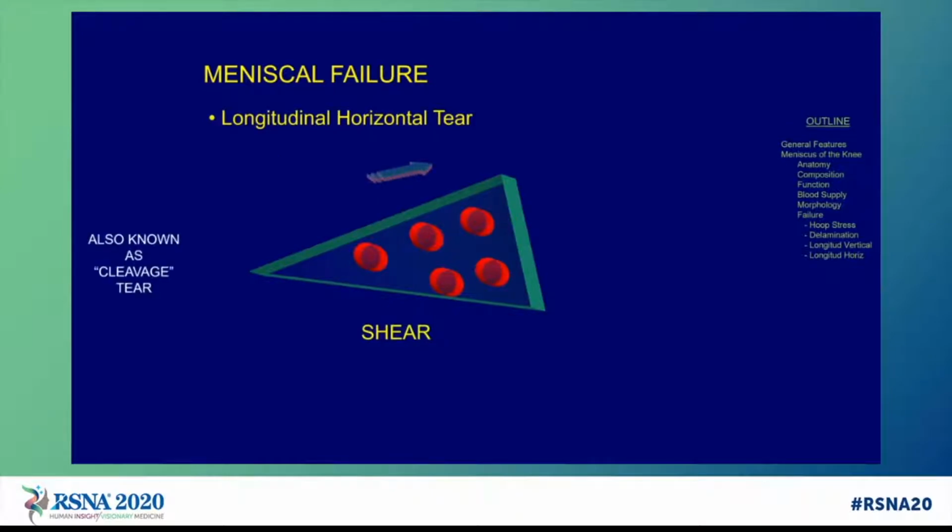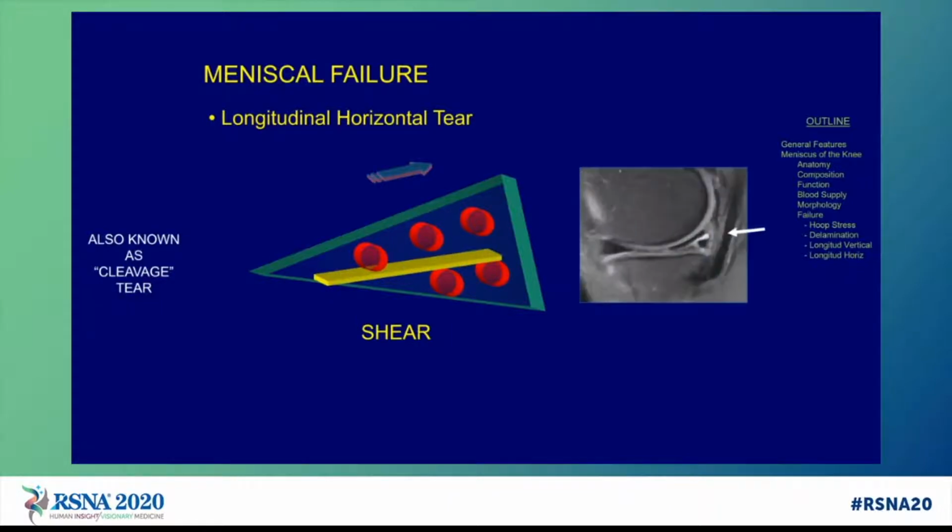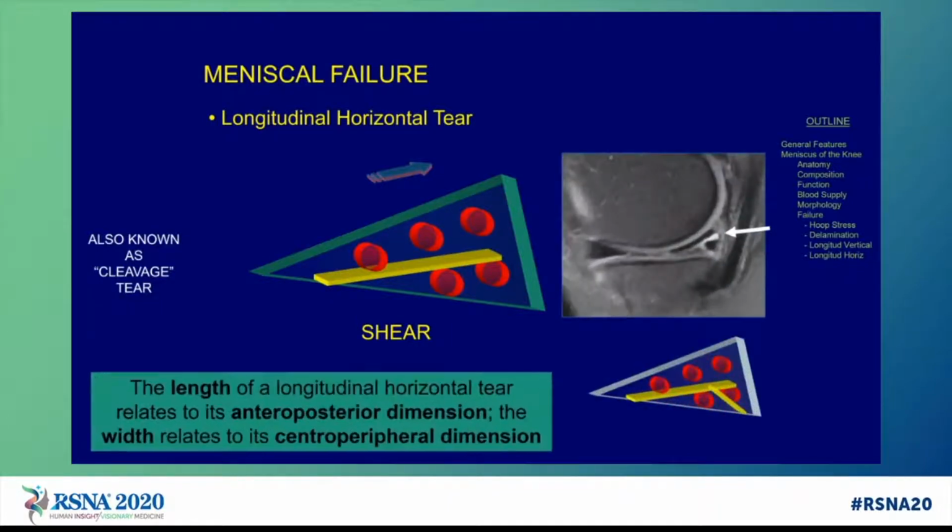The second pattern of failure, the basic tear, is a longitudinal horizontal tear. This, known as a cleavage tear, relates to shear. It tends to begin near or at the apex or inner margin of the meniscus and takes the path of least resistance toward the periphery. At the periphery, it may branch because of those longitudinal collagen fibers. The length of a longitudinal horizontal tear relates to its antero-posterior dimension. The width relates to its central peripheral dimension.